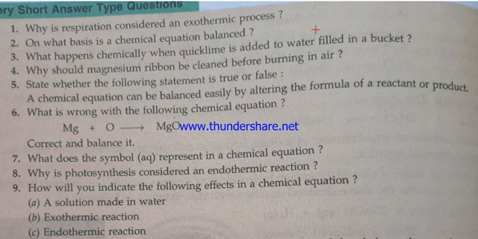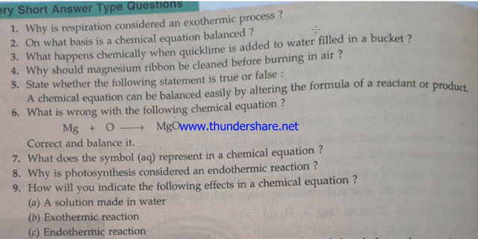Good morning, students. We are going to discuss the question answers of the first chapter, that is about chemical reactions and equations. So, the very first question: why is respiration considered an exothermic process? Respiration is exothermic because in it heat energy is released. On what basis is a chemical equation balanced? When the number of atoms on the reactant side is equal to the number of atoms on the product side.